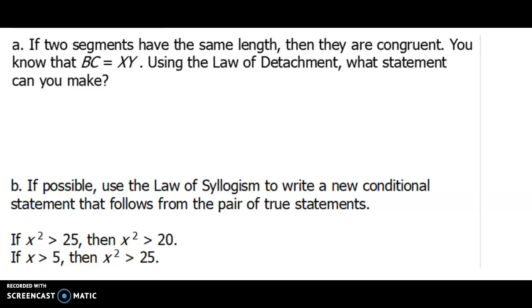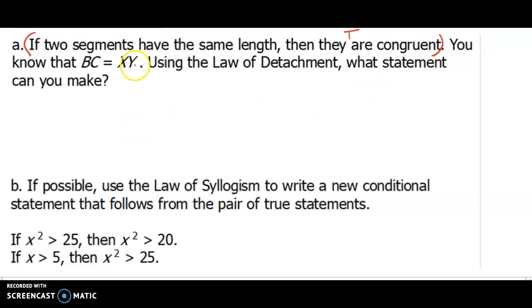All right, so A says, if two segments have the same length, then they are congruent. So here's our conditional statement. So we want to ask ourselves, is this statement true? If two segments have the same length, then they are congruent. True. Okay? So the law of detachment tells us if we have a conditional statement that this part's true, so if it tells me that two segments have the same length, then I can conclude that they are congruent.